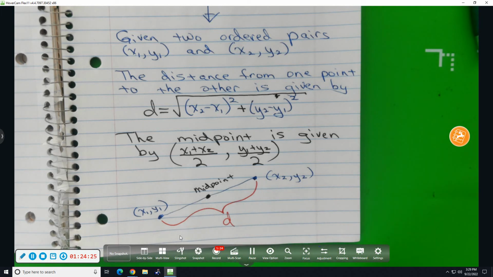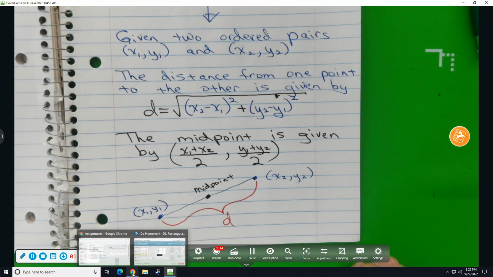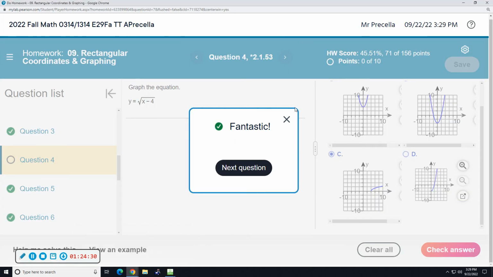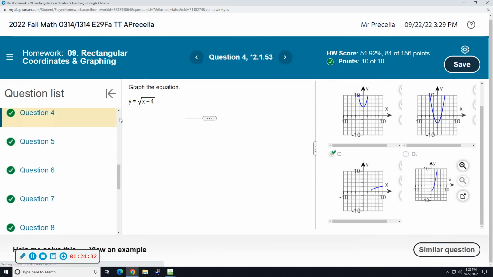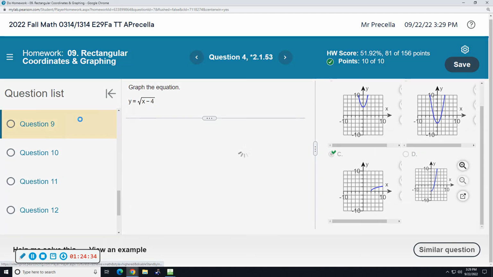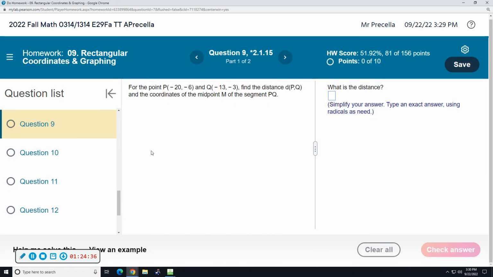And there's some problems where they want you to find the distance and midpoint. They're just having you plug the things in. Number 9. Oh, better write this problem down. This is number 9.